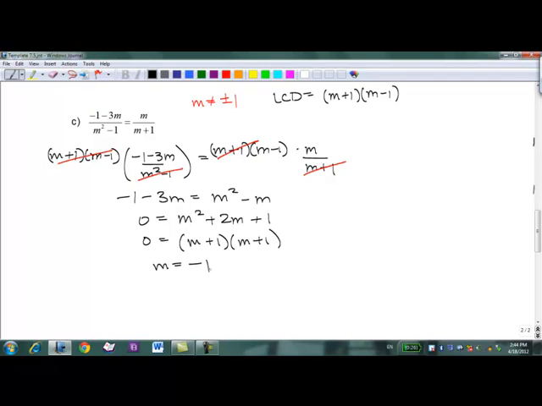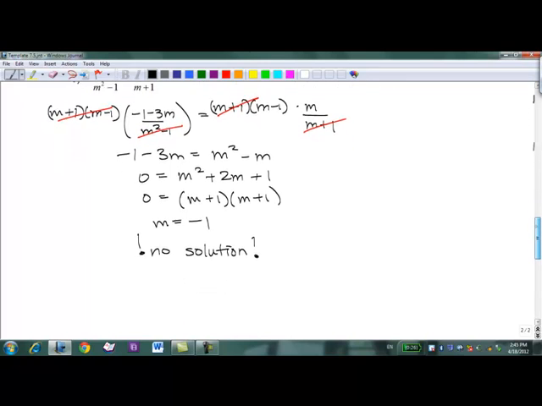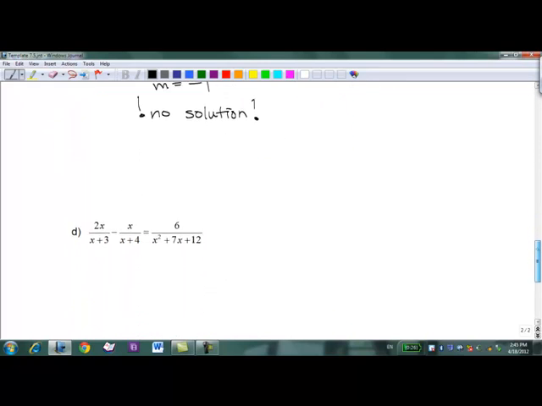Now, take a look at the restrictions here. M equaling positive or negative 1. Here we have m equals negative 1 is the only answer that works. So what we're going to write down here is no solution, because it does not match, it doesn't get past our restriction of m equaling plus or minus 1. So, there's an interesting one.